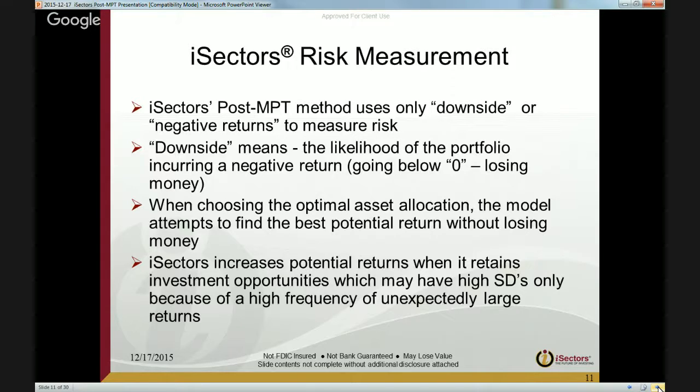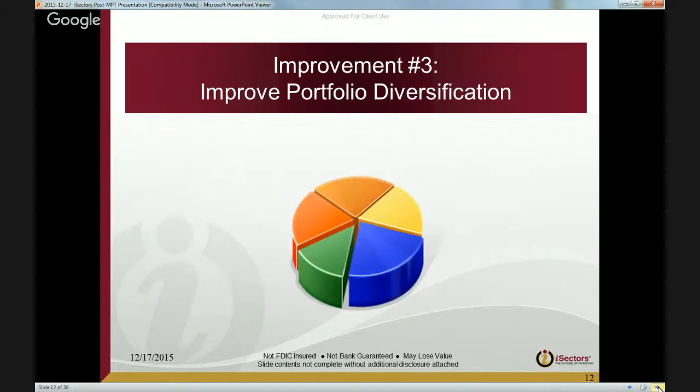Keep in mind, when Harry Markowitz was developing the mean variance optimization algorithm, the reason he used standard deviation as a measure of risk back in the late 50s was because you can calculate standard deviation longhand. But it was clearly pointed out, if you read his research paper, that standard deviation was not meant to be used as a measure of risk in the real world. But unfortunately, the industry has been using it as a measure of risk.